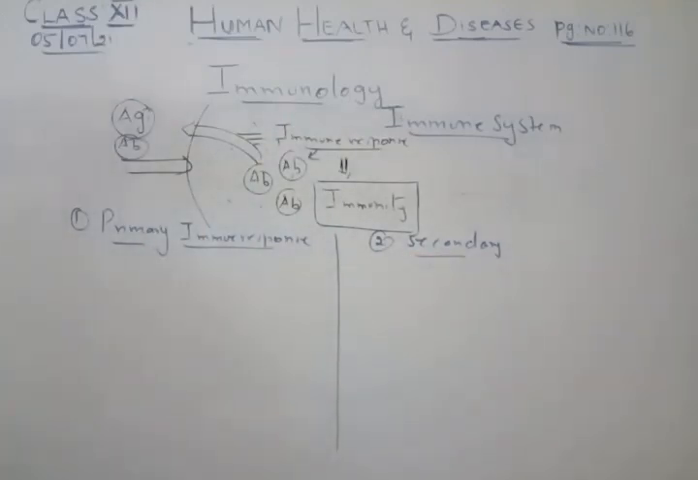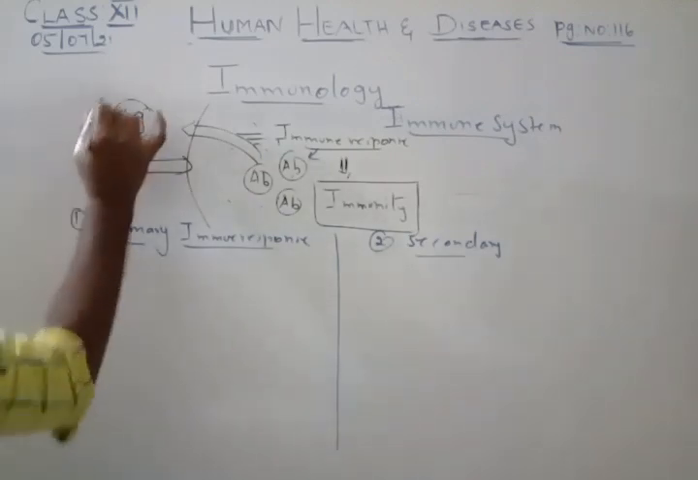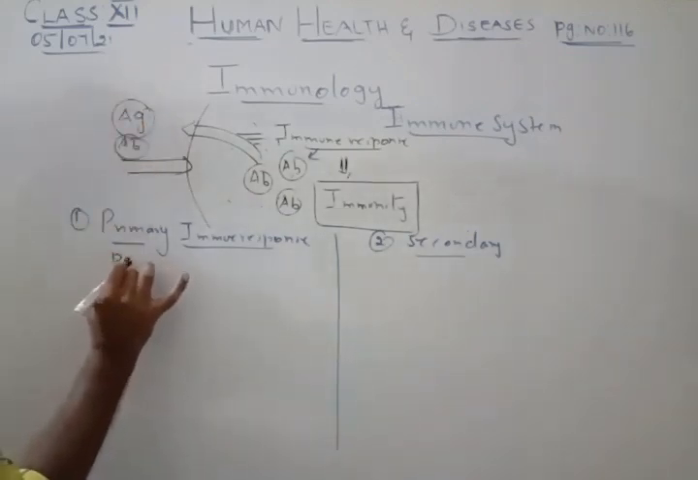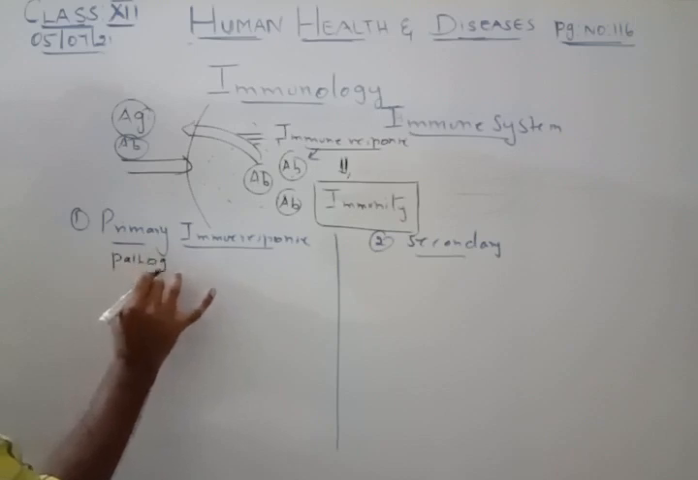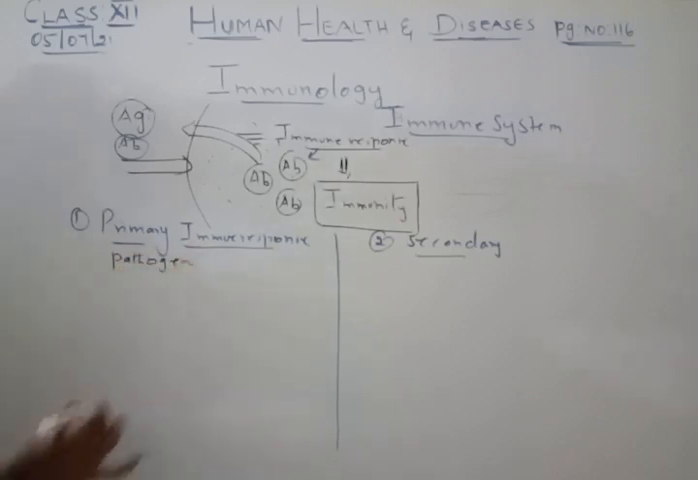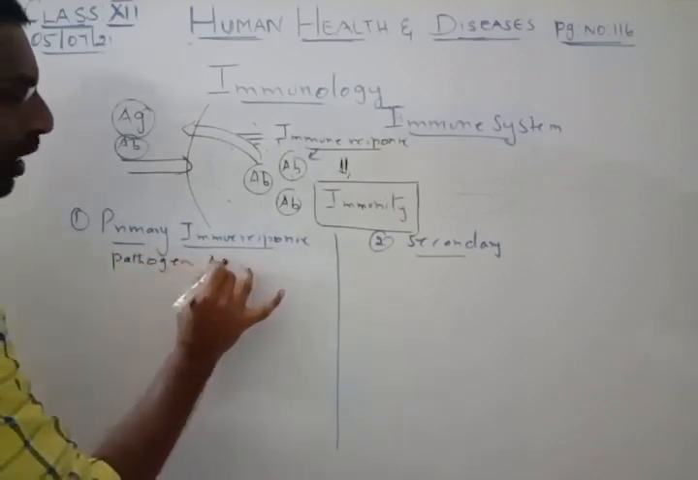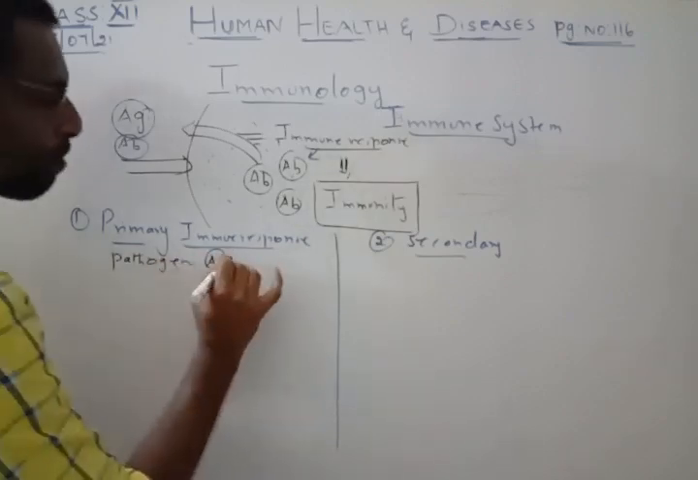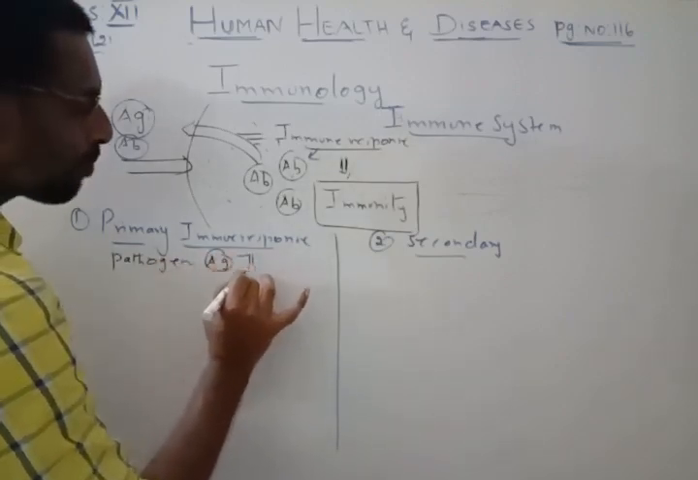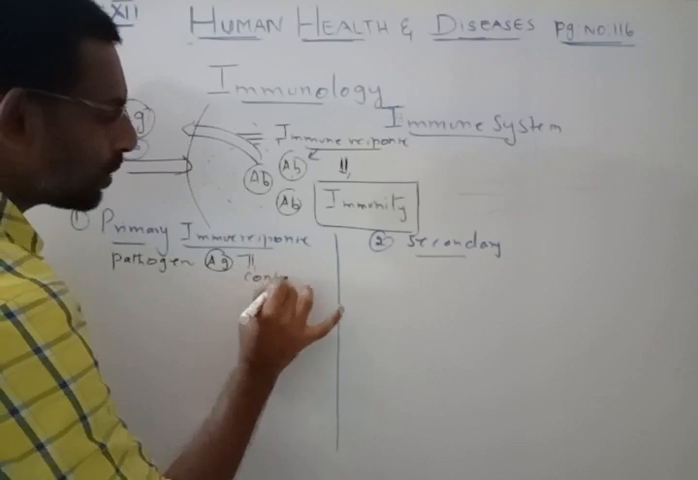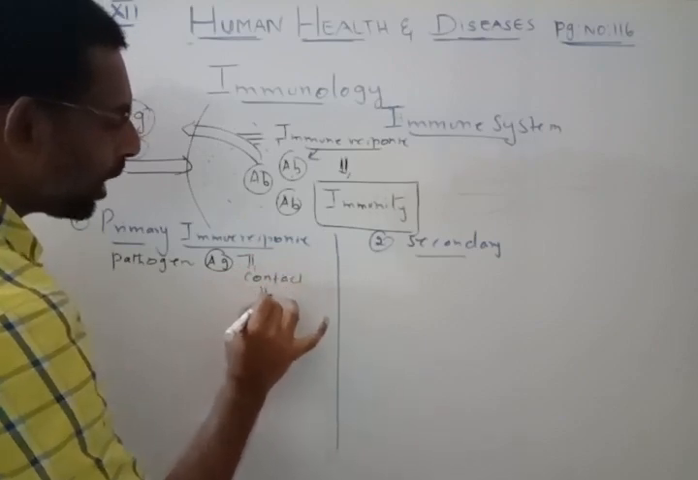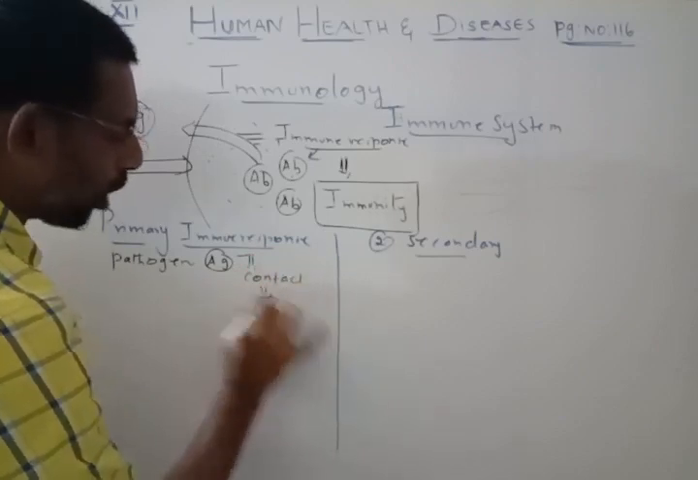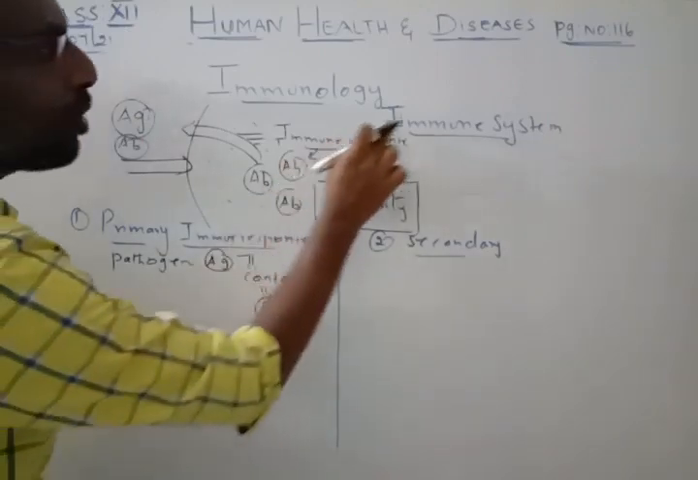The primary immune response is when the pathogen, what is a pathogen? Any disease causing organism is called a pathogen. Here we will call it an antigen. Once the antigen enters the body and has contact with the body, the body will start producing antibodies. So the contact is with the immune system.